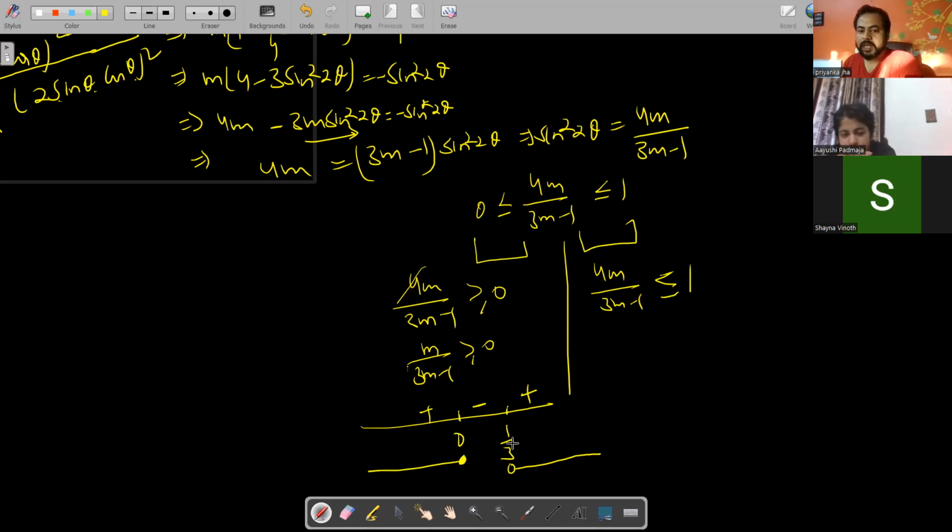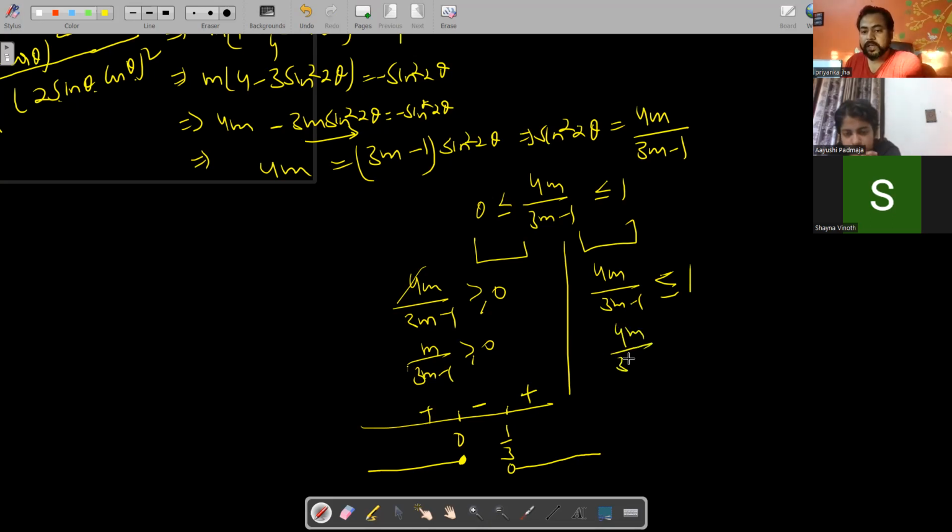Why am I including this and not 1 by 3? Because this is saying that this expression has to be positive or equal to 0 as well. So if m is equal to 0, it will become 0. I am excluding 1 by 3 because this is in the denominator. If I take m equal to 1 by 3, this denominator will become 0, and something upon 0 is undefined, right? That's why. Now I'll solve this other part.